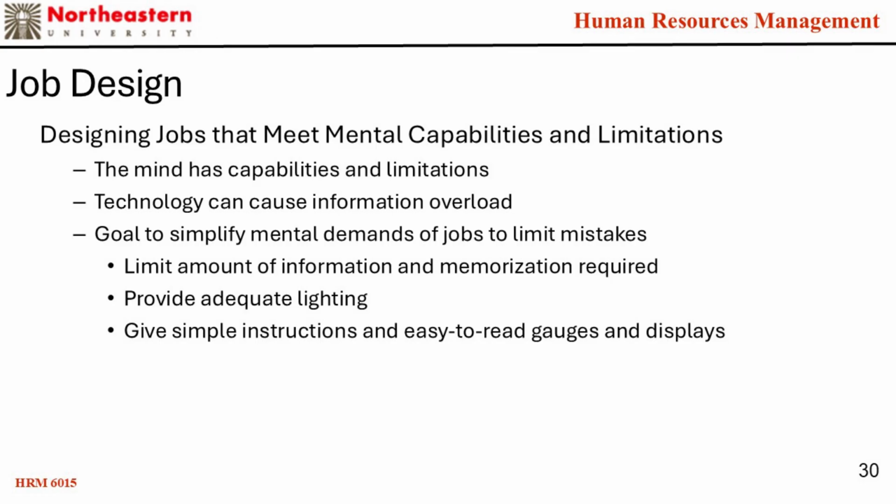If it's a physical location, you make sure that the desk is appropriate. You have lumbar support on the chair. There's good lighting. You give easy instructions, easy to read gauges and displays on the equipment. All of that can actually just help make people be more comfortable on their job and therefore more effective and efficient. That's the end of Chapter 4.